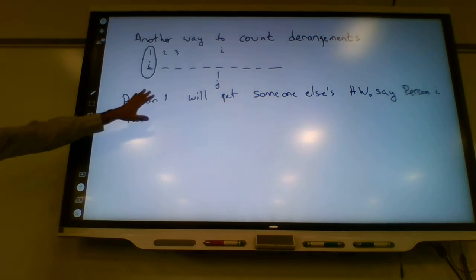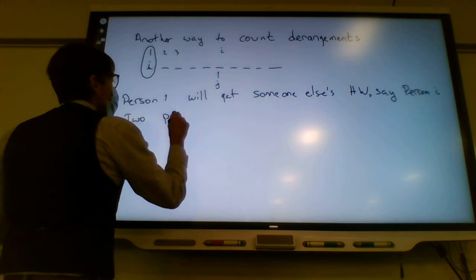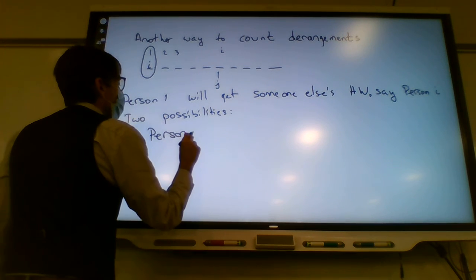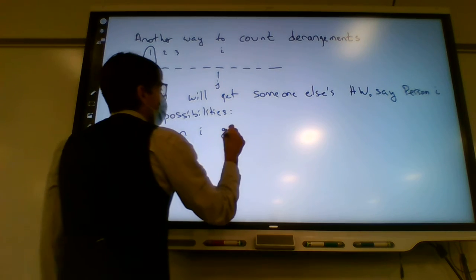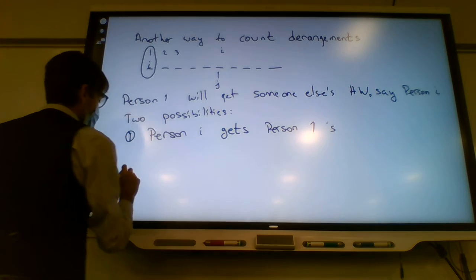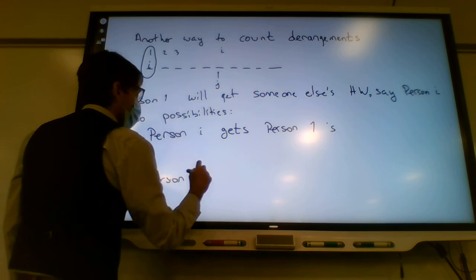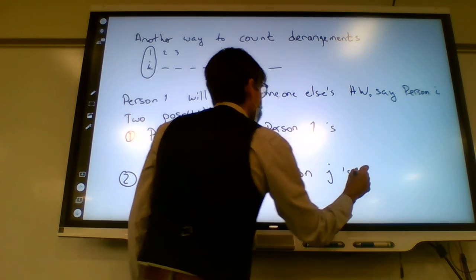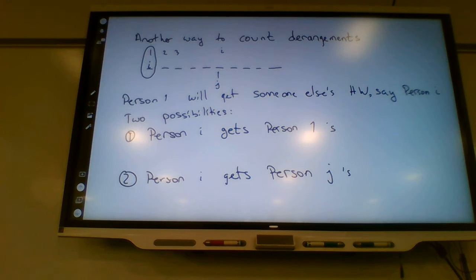So we have person one got person I's homework, two possibilities: person I gets person one's, or person I gets person J's. So we're assuming that person one is going to get their own. No, person one is not going to get their own, because it's a derangement. Okay, we're counting derangements.